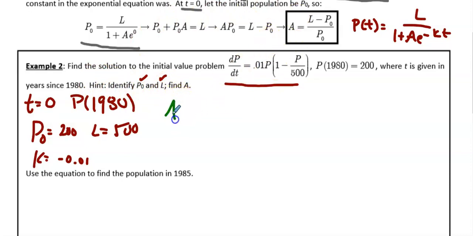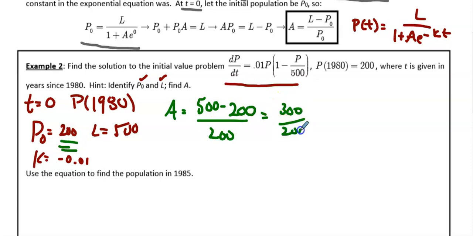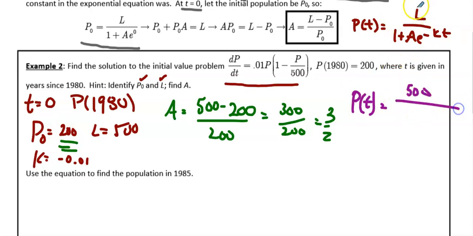Now, again, we can find A by just taking the carrying capacity, which is going to be 500, given to us right here, minus the initial population. Well, our initial population is going to be 200, all over 200. And so we're going to get 300 over 200, and we're going to simplify this down as 3 over 2. So what this does for us, ladies and gentlemen, is that we can now rewrite our function and start plugging stuff in. We know that L is going to be 500, again, given to us right here in our equation. We know that A is now going to be 3/2, e to the negative kt. And so this is a step forward to get us the general formula for this particular problem.